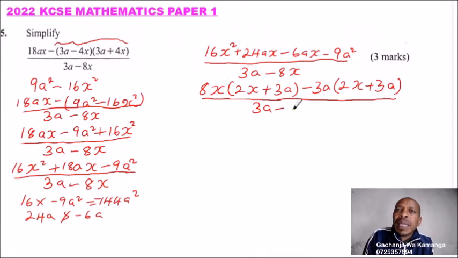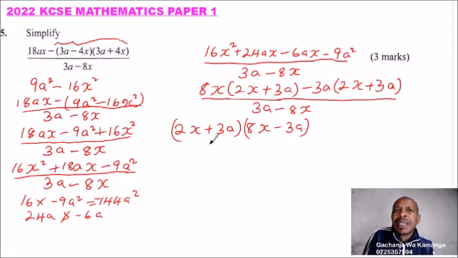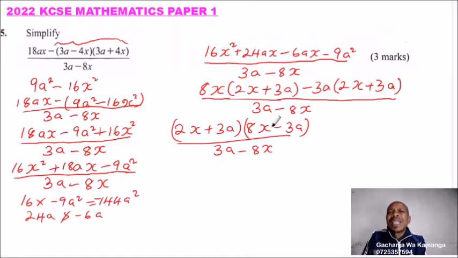So we can now write the factors, and we write 2x plus 3a. When you factor out that, you'll be left with 8x minus 3a. All this is divided by 3a minus 8x. So you can see these two look the same, but we cannot divide them because of the sign.